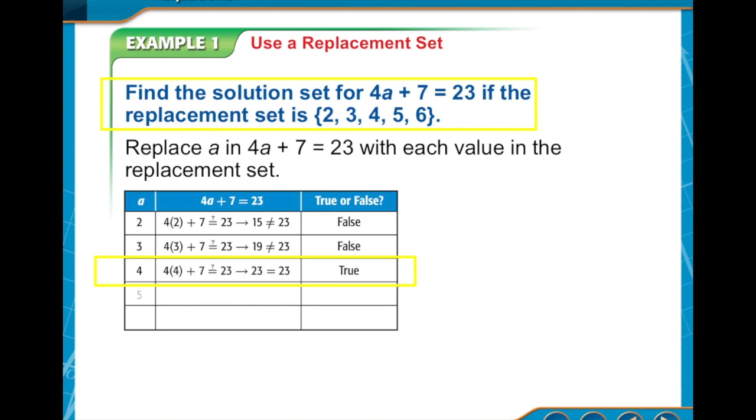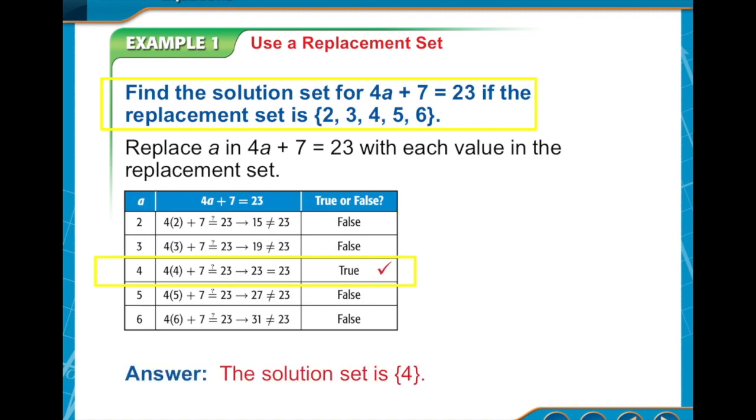What I need you to make sure that you have down for this problem is everything in yellow. The question at the top, and when we plug in 4, that we get a true statement. So just that piece there: 4 times 4 plus 7 equals 23, and 23 equals 23. That is true. So those two things please have down as we move past example 1 on to the next example. Therefore, we see the solution set is 4, and that's it, just 4.